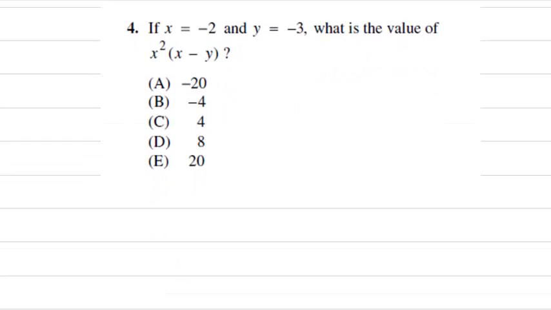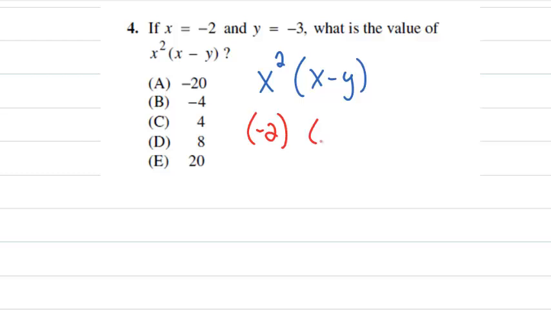Here's a problem from a 2002 College Board practice test. x equals -2, y equals -3. What's the value of x squared times (x minus y)? So just go ahead and start the simple way. Write out what you have. x squared times (x minus y). So we're going to fill in -2 for our x, so (-2) squared, and also -2 right here for this x, and -3 for y. We're going to keep everything else the same. So it's (-2) squared times (-2 minus -3).